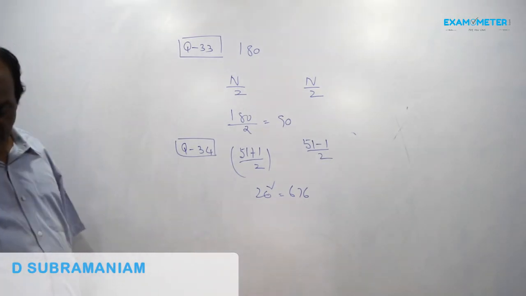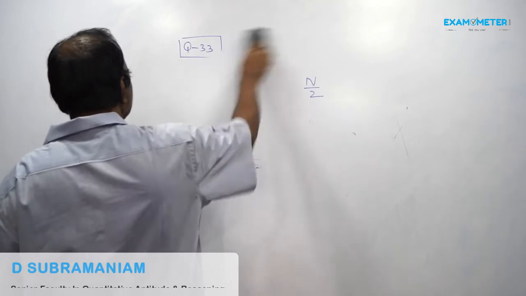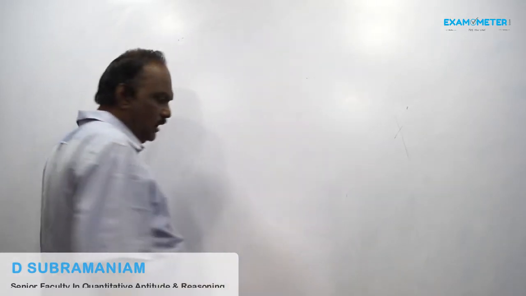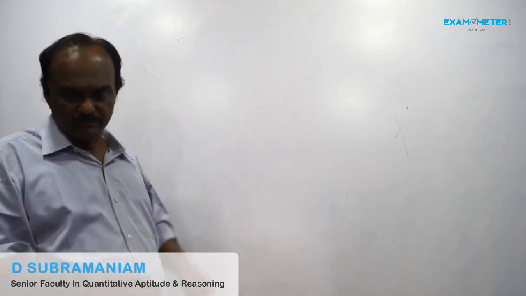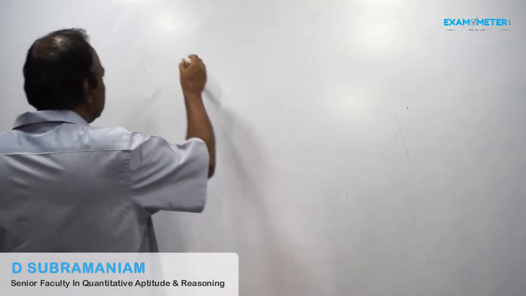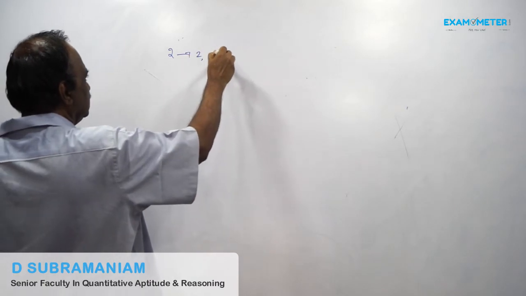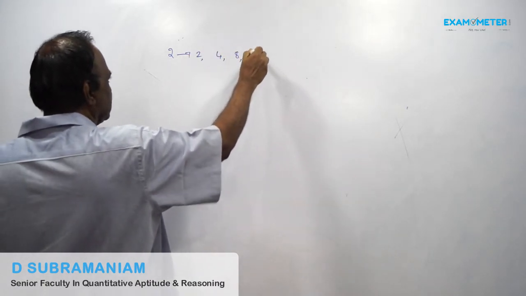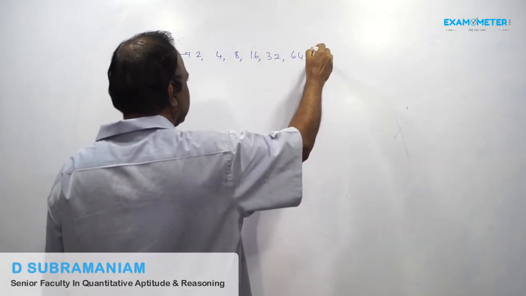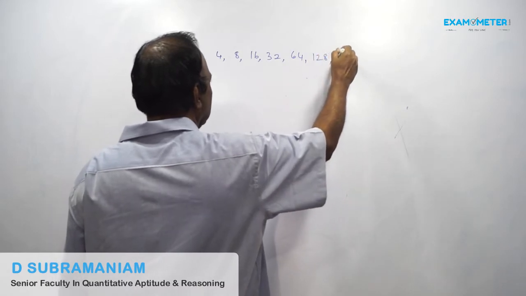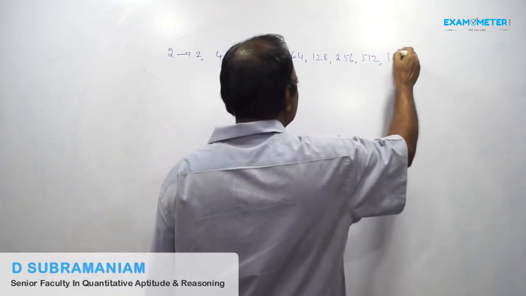The number in the unit place in 729 to the power 59. How to find out the unit place? For that there is a rule. Write down the rule. First we start with 2. 2 power 1, 2 power 2, 2 power 3, 2 power 4, 2 power 5, 2 power 6, 2 power 7, 2 power 8, 2 power 9, 2 power 10.